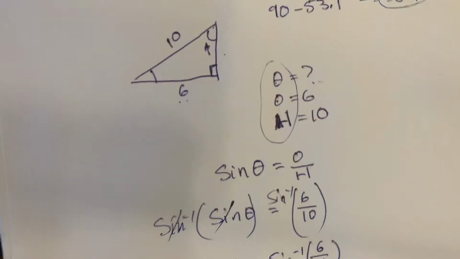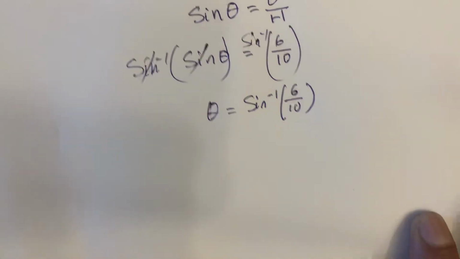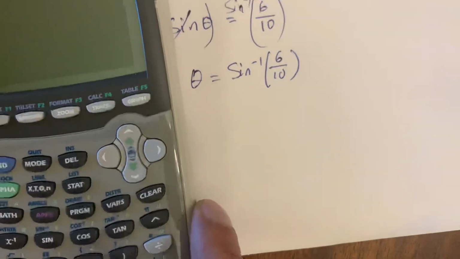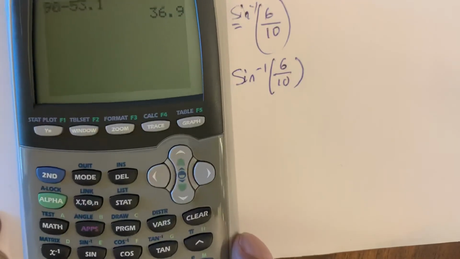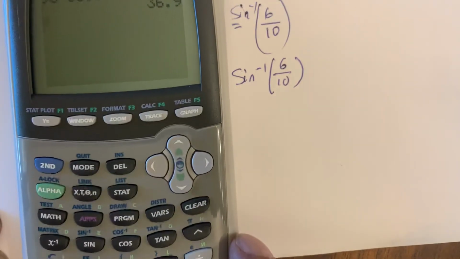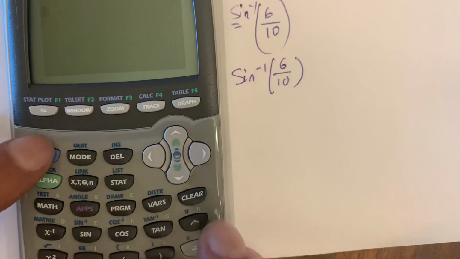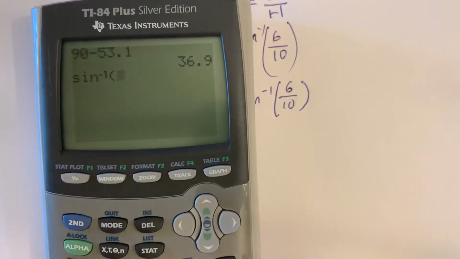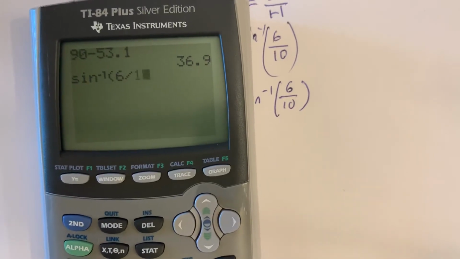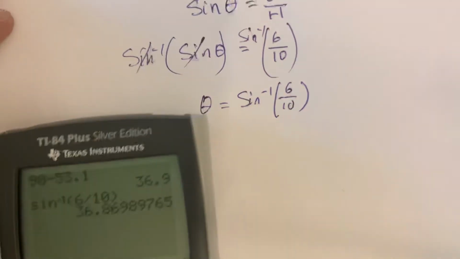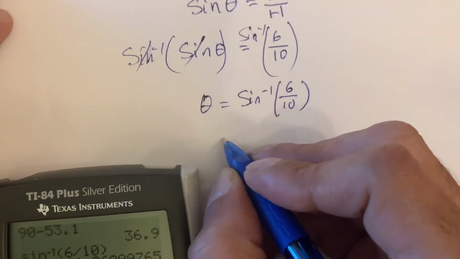Bring out my handy dandy calculator. And I'll show you the keys again so maybe you can see all of it. Perhaps not. Okay. So I'll go second function, sine inverse, there it is, and then 6 divided by 10. And that's 36.86, which is pretty close to 36.9, which is what we expect it to be.